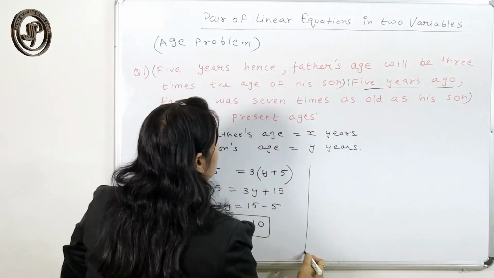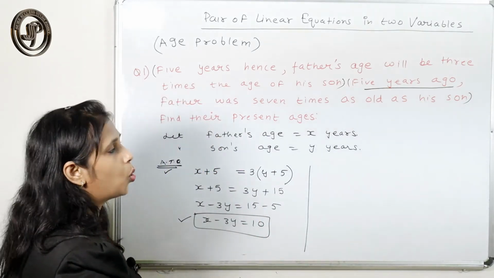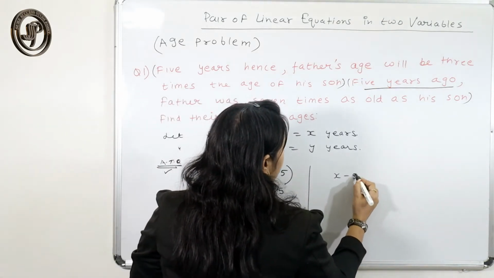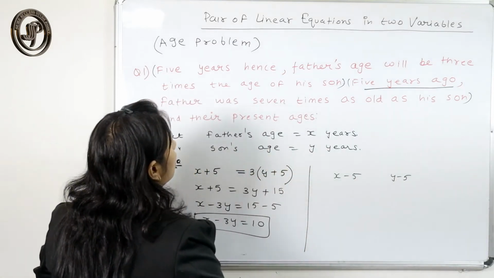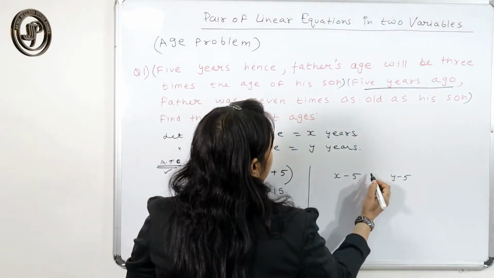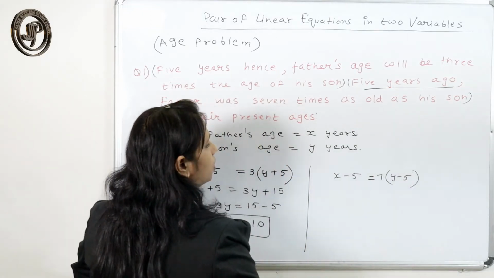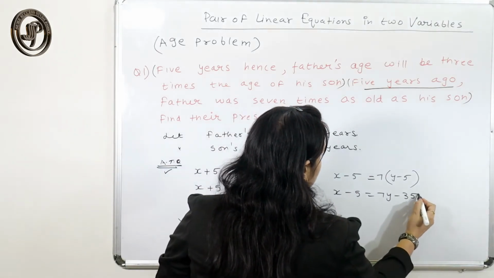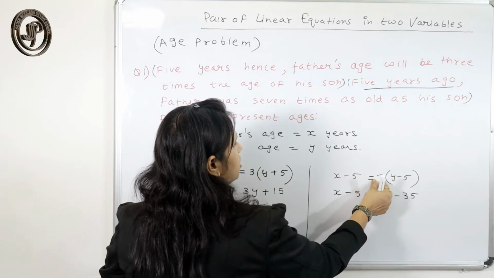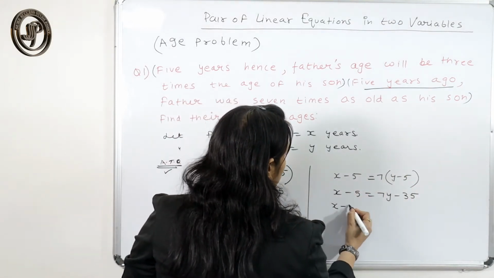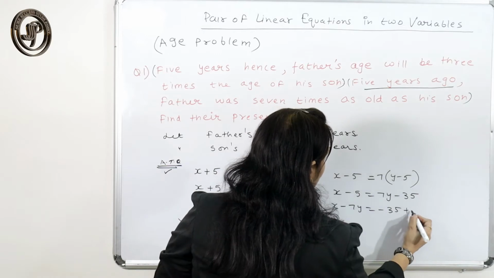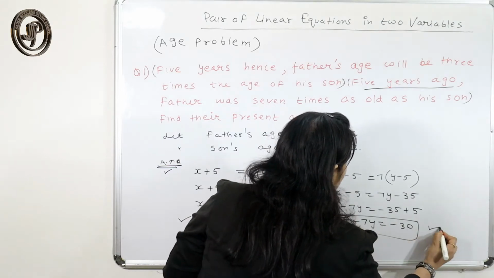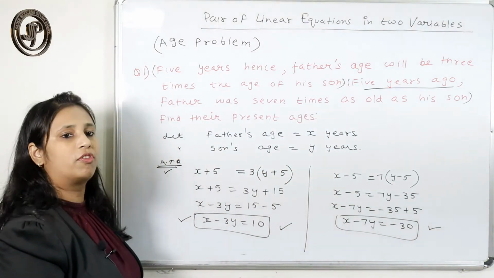Now what does the second condition say? 5 years ago means they are talking about the past. So 5 years ago, father's age was 7 times the age of son. So x minus 7y will be minus 35 plus 5. x minus 7y will be minus 30. So this is your second equation, and this is your first equation.